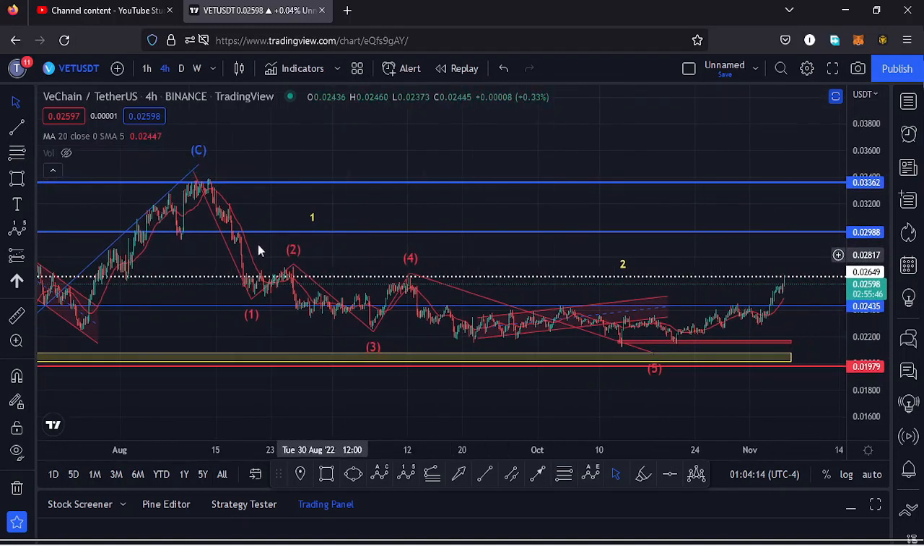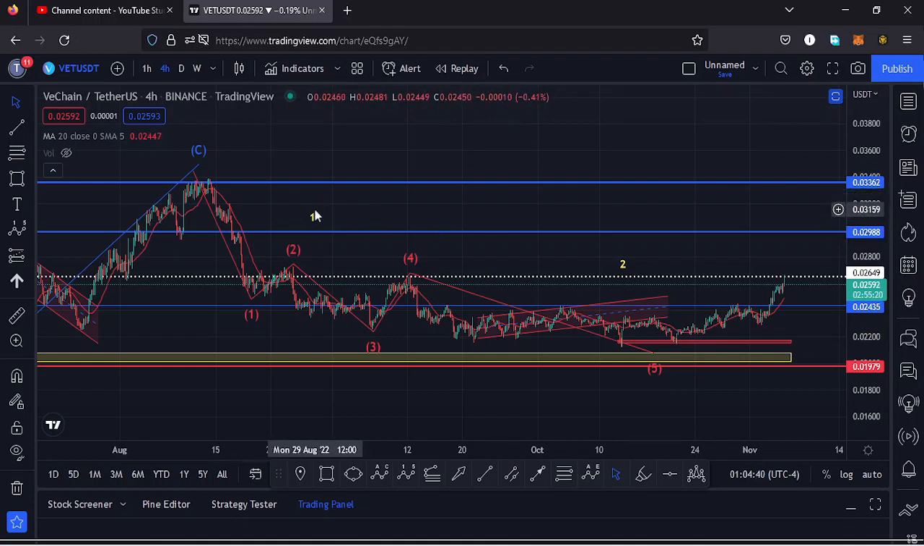And after seeing the formation of an ABC corrective movement, whatever I expected on the other side is a movement to the lower side in a 5-wave structure, and we have seen such a movement right here, having this as the wave 1, wave 2, wave 3, wave 4, and then a wave 5, making our low at around the $0.02 mark. And having seen that movement to the lower side in that 5-wave structure, we can now name that as a higher Elliott wave count 1.